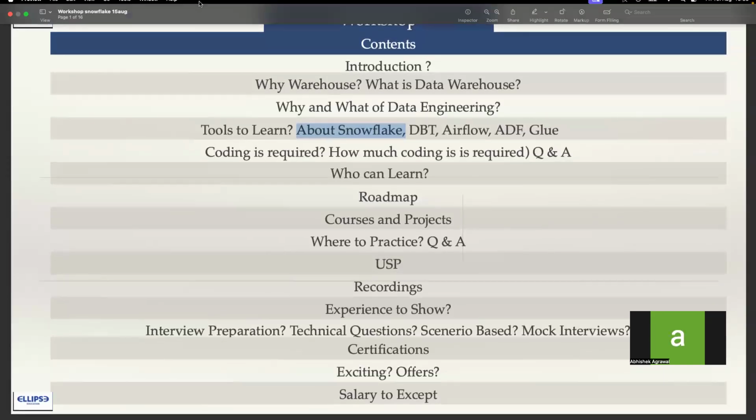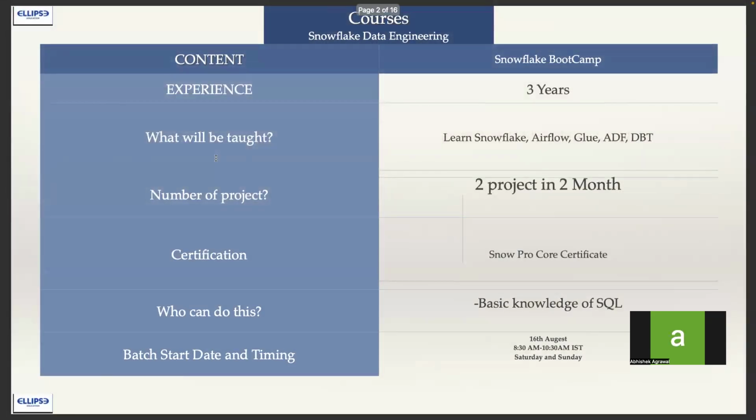So if I summarize everything, right? Now it gives you 3 years of experience. You will be learning Snowflake, Airflow, Glue, ADF, DBT. You will do 2 projects in 2 months, right? And then you can go for SnowPro Core certificate. And this course is good enough for the people who know SQL, right? So if you know SQL, you can learn it, right?